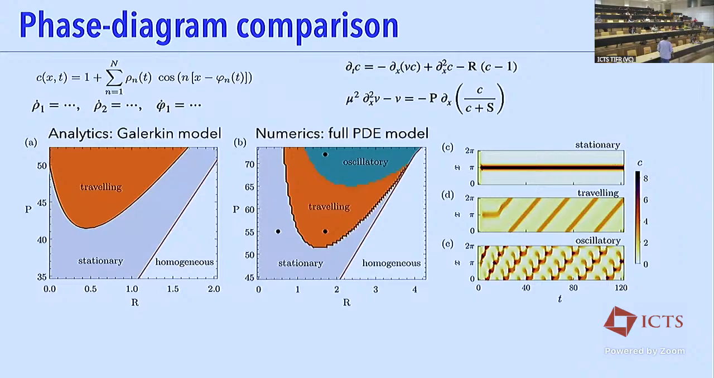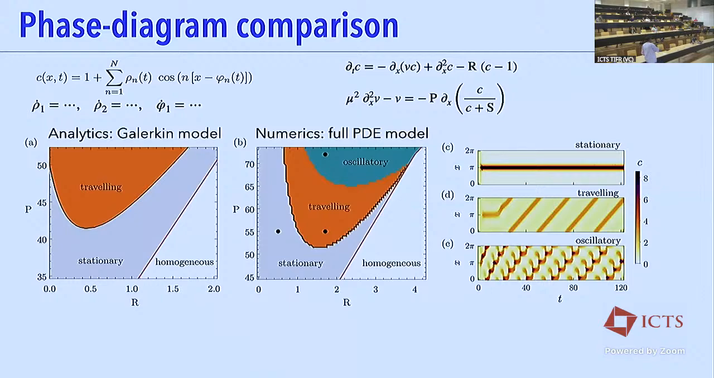Why do you not capture the oscillations with the Galerkin model? So remember, this is a two-mode truncation, right? So clearly, if I have something more than a simple traveling wave, I need many more modes. Yeah, so it's just two mode. It's just two mode. Okay, yeah. And there's one thing which I want to illustrate.